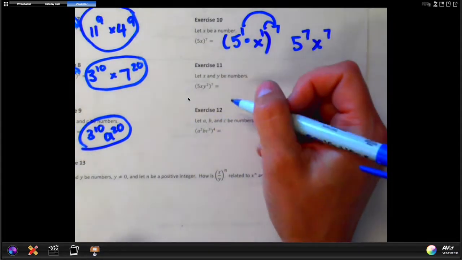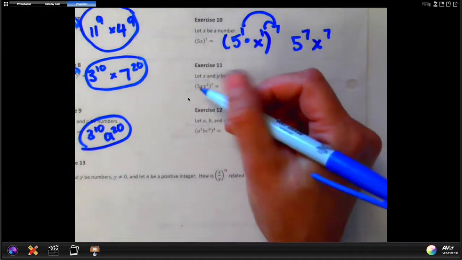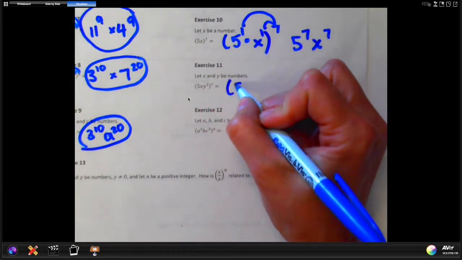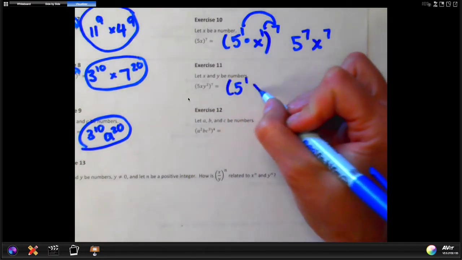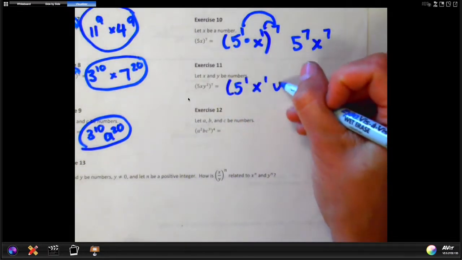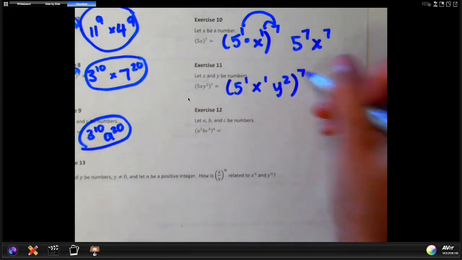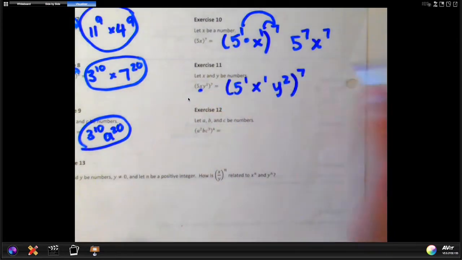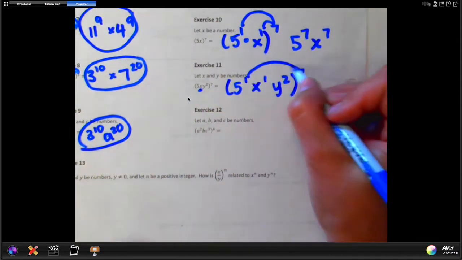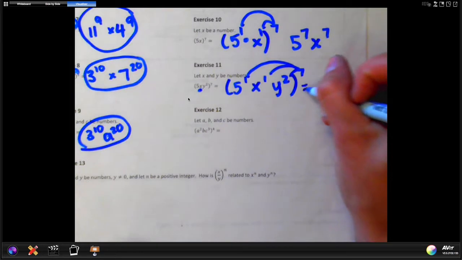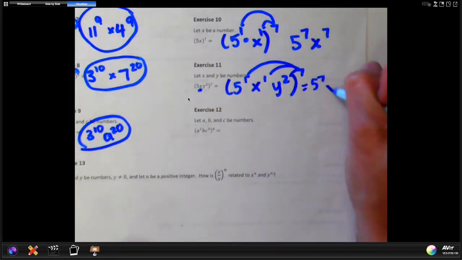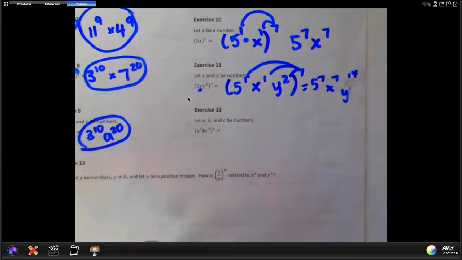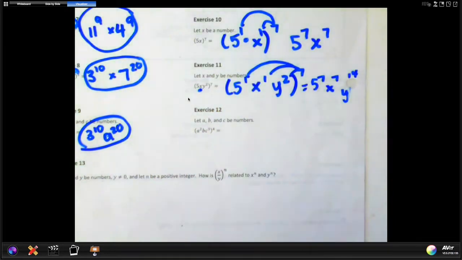Exercise 11, same situation, only now we actually have 3 terms. We actually have a 5 to the 1 power, an x to the 1 power, and a y to the 2nd power, all raised to the 7th power. So you have to be careful here. The one that gets missed is the x in the middle. And you distribute the 7 to the 1, this one, and the 2 to get you 5 to the 7th, x to the 7th, y to the 14th. Sorry, I have a little hole right there, so I didn't want to write on there. Okay? And so that's how we do all of these.